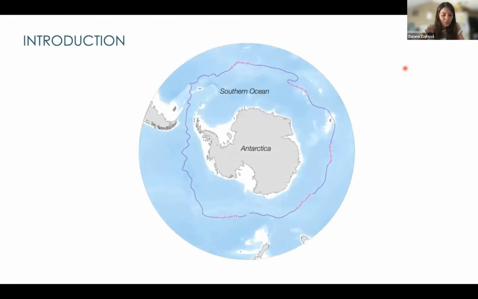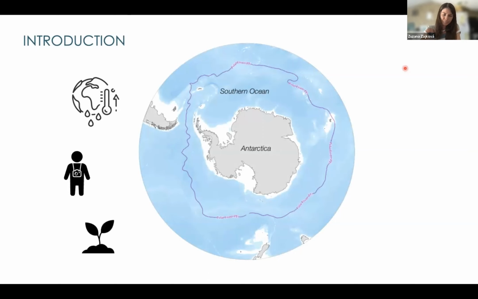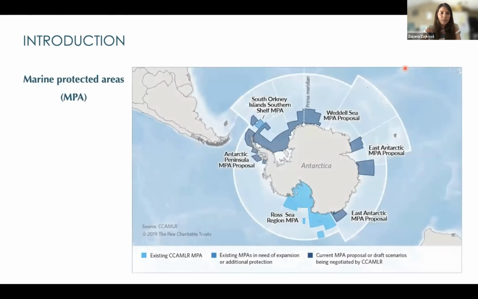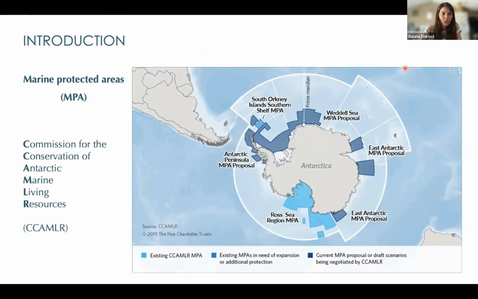So the Southern Ocean and Antarctica are home to unique biodiversity. However, this remote ecosystem is threatened by effects of climate change, increased human pressure, invasive species, and nonetheless the fisheries. One of the ways these threats can be mitigated is through marine protected areas, which within the Southern Ocean and Antarctica are managed through the CCAMLR.